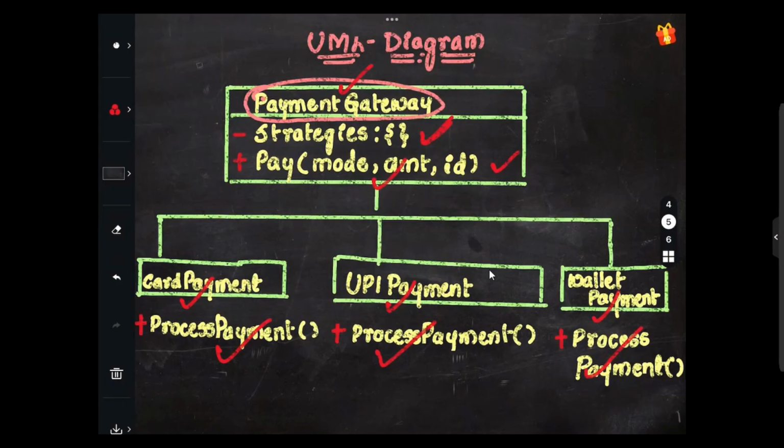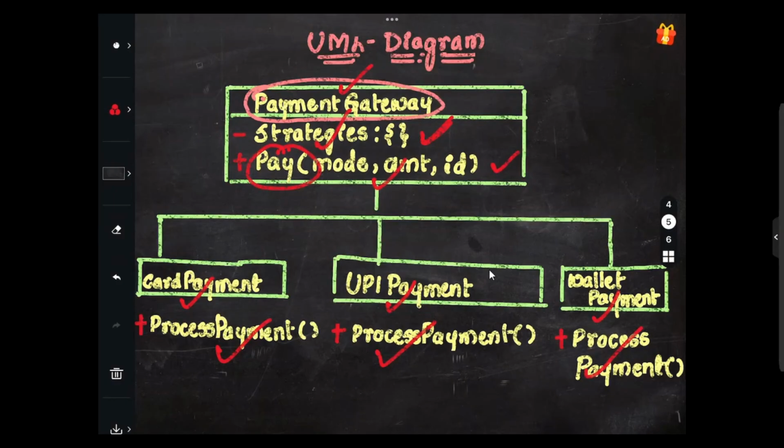Actually, the base class is the payment gateway, which consists of the parameter strategies, the dictionary that I have mentioned here, and pay, which consists of mode, amount, as well as ID. So pay is a method, not a parameter. The parameter is strategies, and this one, pay, is the method which consists of the mode, amount, and ID parameters. So this is fine, I believe.